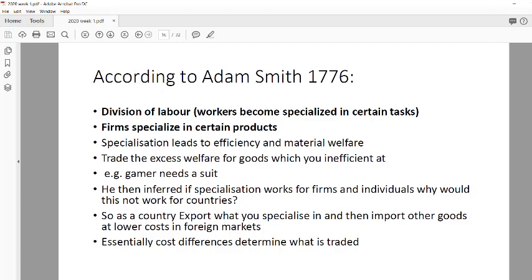So he says when you specialize, you're going to gain more from producing this one good and using whatever is left over to trade for the other good that you're missing. He was obviously talking in terms of firms, but he said whether it's firms or individuals, we can look at this in terms of a country. We can say we're a country exporting a good like a company.